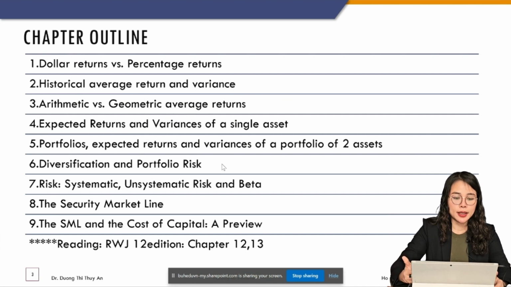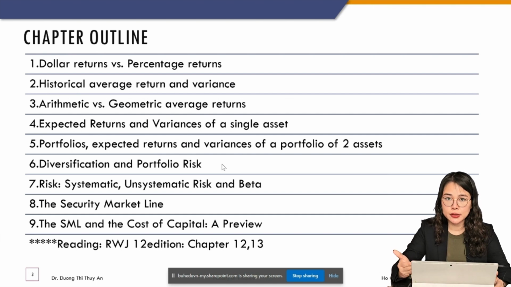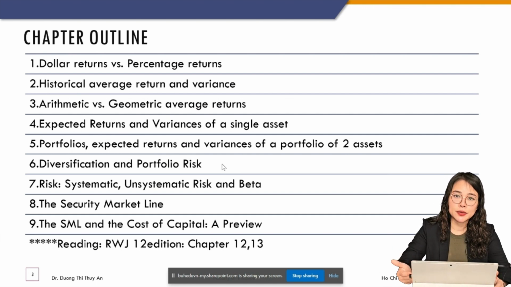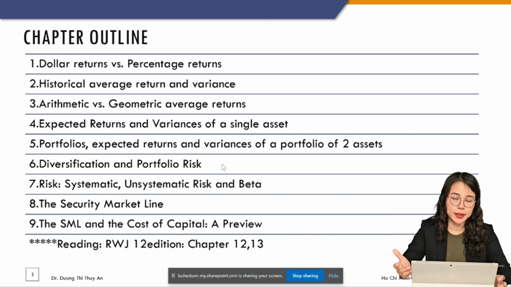First of all, we're going to learn how to measure returns in absolute value and in percentage value. It's quite easy. And then later we are going to learn how to measure the average returns and the risk of a financial asset. And then in the later part of this chapter, we're going to learn how to measure risk from the perspective of a portfolio, portfolio theory.